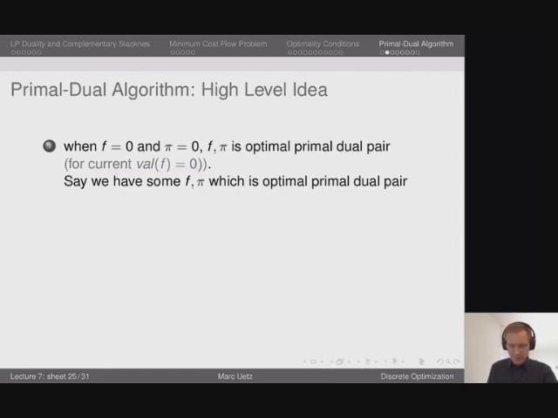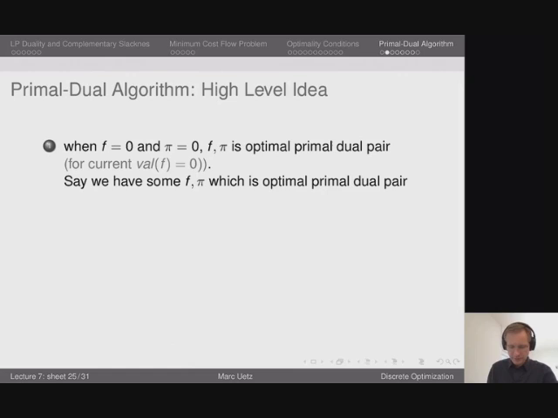Now let's assume we have in some iteration computed some flow f, which is an optimal flow for the given flow value, and we have the corresponding node potentials pi. So that's an optimal primal dual pair. And what we do is we want to augment this flow and still remain optimal for the new flow value.